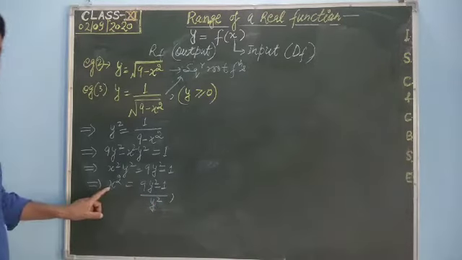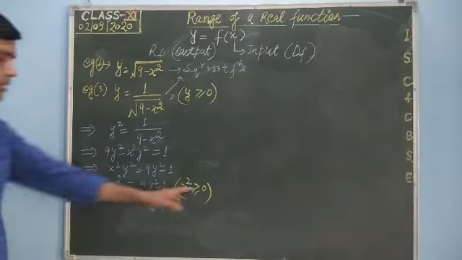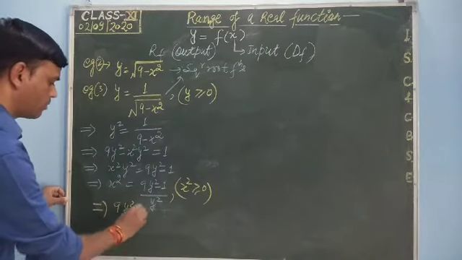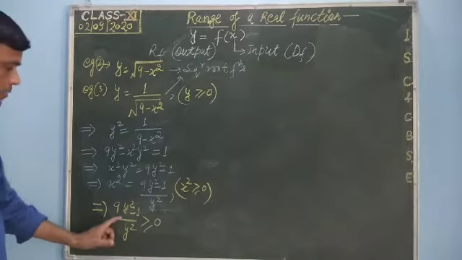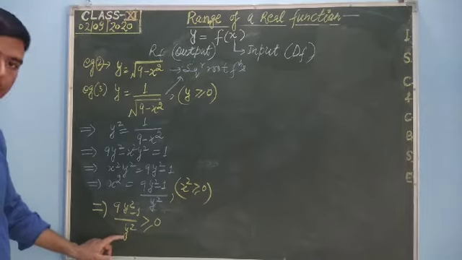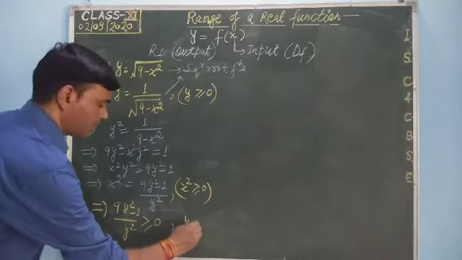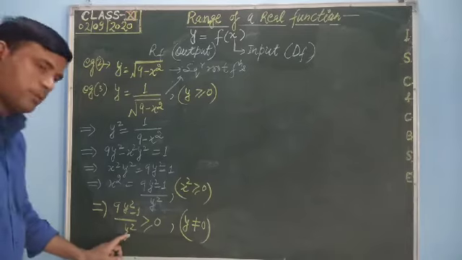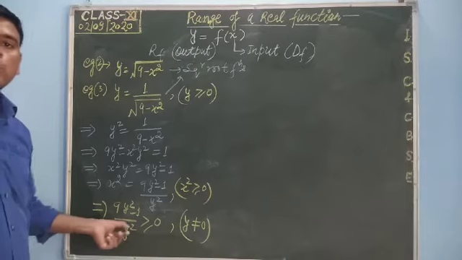Here x square, since x is a real number, is greater than or equal to 0. This implies that if the left side is greater than or equal to 0, the right side is also greater than or equal to 0. But students, see here, this function is defined only if y is not equal to 0. If y becomes 0, then this is not defined, it becomes infinity. So y cannot be 0 here. And we can't cross multiply here, because this is an inequality.